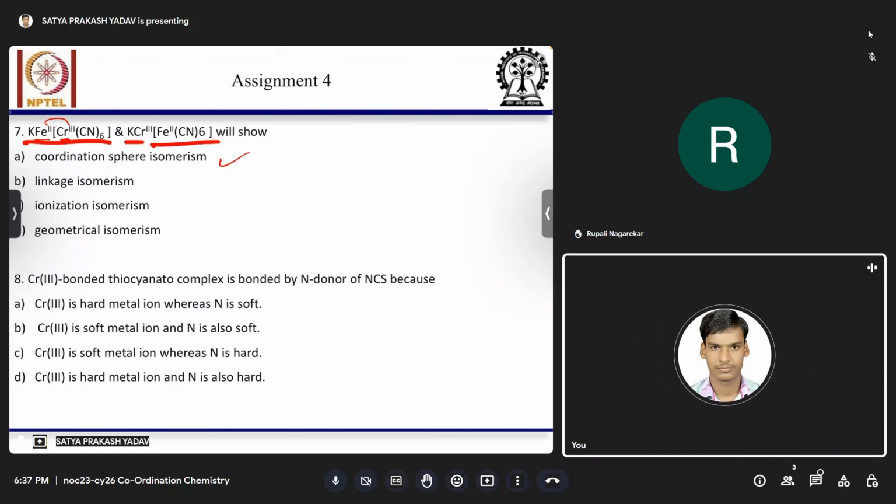Cr3+ is bonded to thiocyanate through N of NCS because. Just let me know the answer: chromium 3 is a hard metal whereas N is soft; chromium 2 is a soft metal and N is also soft; chromium 3 is a soft metal ion whereas N is hard; chromium 3 is a hard metal whereas N is also hard.